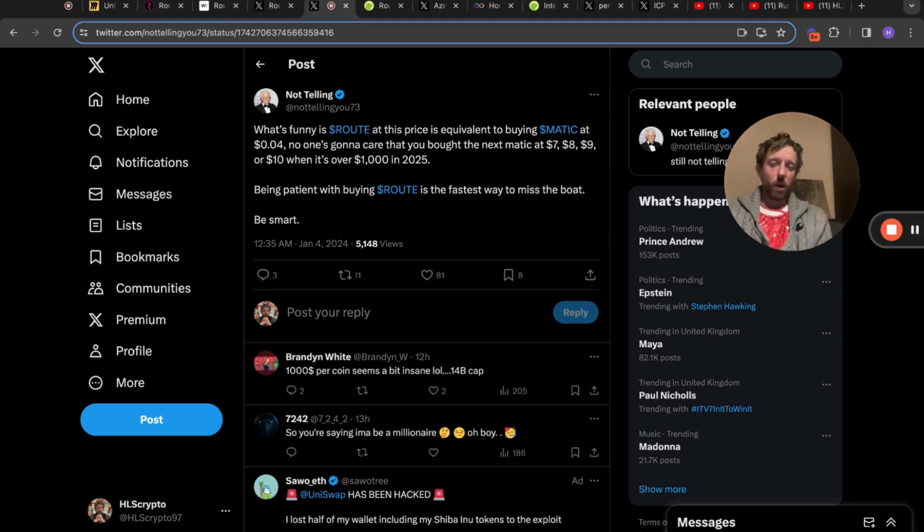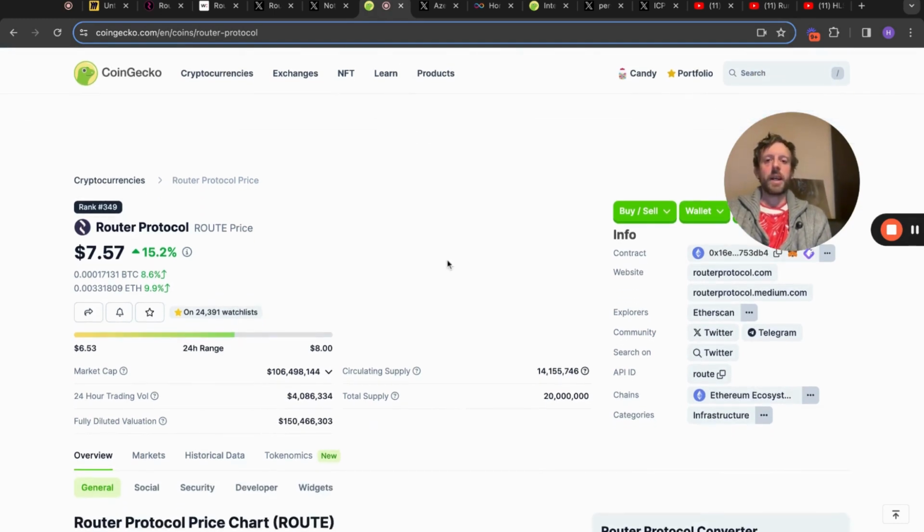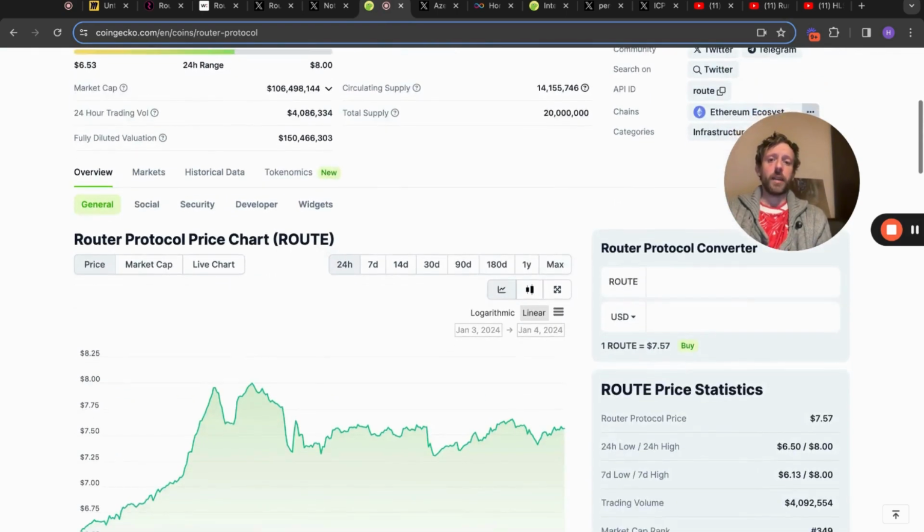And Brandon White quite rightly pointed out, in my opinion, that $1,000 per coin seems a bit insane. 14 billion market cap. I agree. I don't think it's going to 1,000 a coin, but certainly we could be seeing three figures. So at the minute, it's up 15.2% after the dip yesterday, $7.57 at the minute. What I do really like about it is its total supply is only 20 million, of which over 14 million are already in supply.